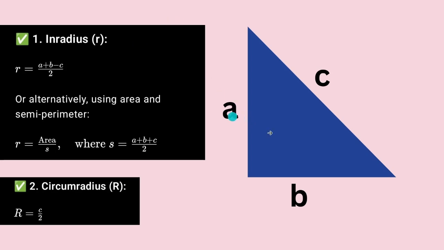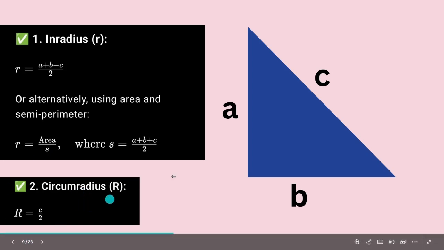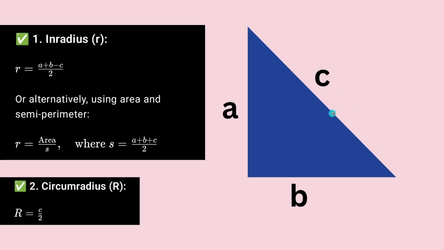Then in order to find the inradius of a right angle triangle, we simply add a plus b and minus c, that is the hypotenuse. Then we divide it by 2, we simply get the inradius. Or we have the formula area divided by semi-perimeter to find the inradius, so we can use that also. And in order to find the circumradius, we simply divide the hypotenuse by 2.